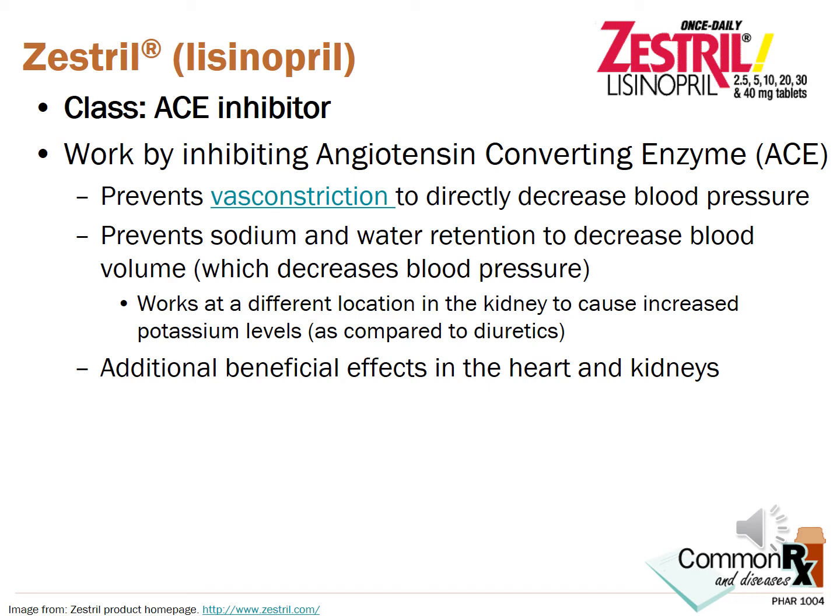It also works by preventing sodium and water retention. This results in a decreased blood volume, which also decreases blood pressure. ACE inhibitors work in a different part of the kidney as diuretics, and they actually cause increased potassium levels, which is unlike diuretics. Lisinopril, as mentioned previously, has additional benefits other than decreased blood pressure. There are benefits in the heart and kidneys, specifically in patients with diabetes.